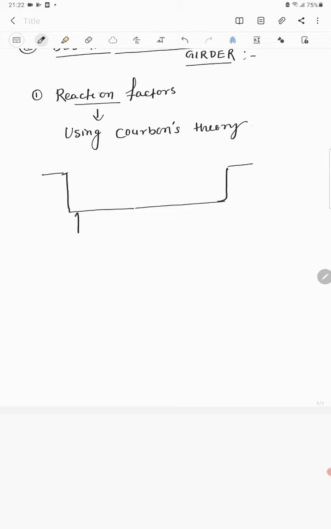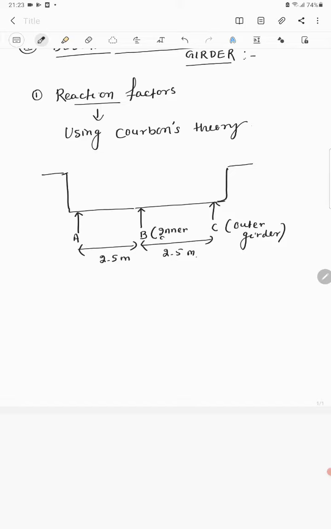In this design we have three longitudinal girders. So let's say these are the three longitudinal girders, A, B and C. As you know, the distance between these girders is 2.5 meter. This is also 2.5 meter. A and C are the outer girders and B is the inner girder. This is also an outer girder. And this total distance is 7.5.